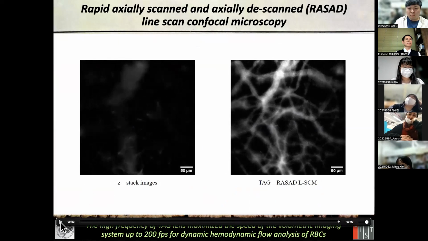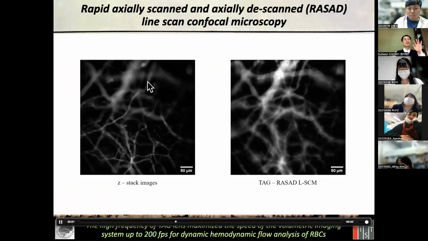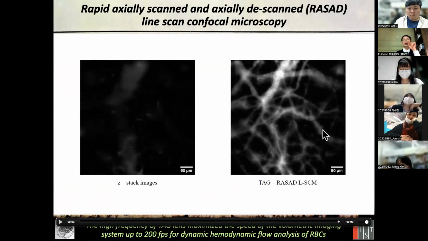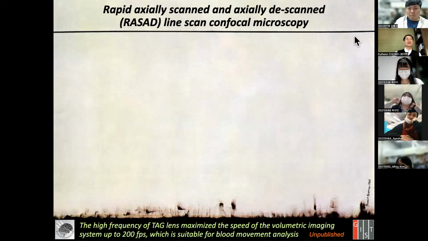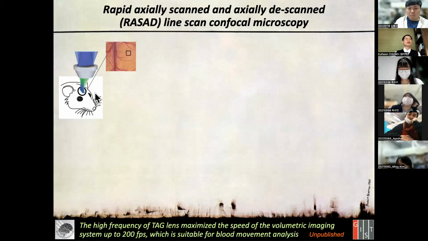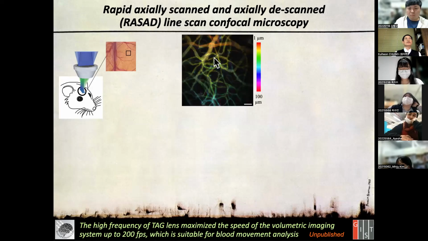So let me show one more time. Left is going up and down, and the right side is using this one to actually see the projection images of the blood flow. Let me show a little bit more analysis for this. It's inside the mouse brain, you actually can have one single stacked image, which is color coded here showing 1 to 100 micron depth.